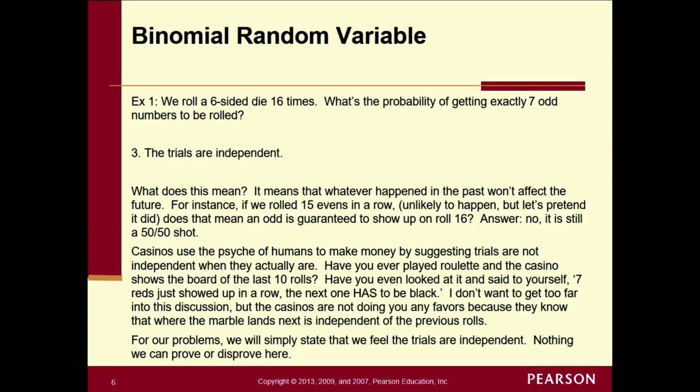10,000 rolls beforehand, whatever the probability was back then, well, it still is that now. In our problems, we will simply state that the trials are independent. So we're just going to talk about it. There's nothing to prove. There's nothing necessarily to show. It's just something that we probably should talk about. Make sure that the trials are independent, and move on.